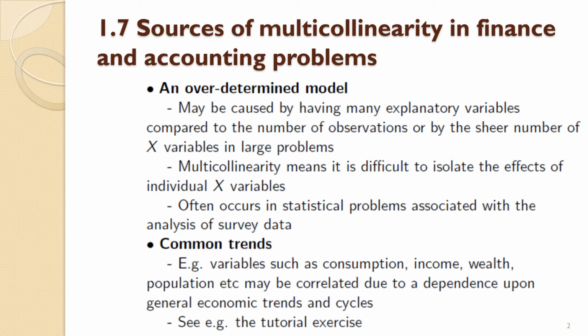Now, another example, which I think is more linked to economics rather than accounting and finance. If you have variables such as consumption, income, wealth, population, etc., they may be correlated due to a dependence on general economic trends and cycles. The classic example that I've seen of this is if you have time series in economics and finance that tend to show roughly exponential behaviour over time. That's precisely why in the earlier lecture exercise we adjusted for inflation when we were looking at the gold price and the stock price.